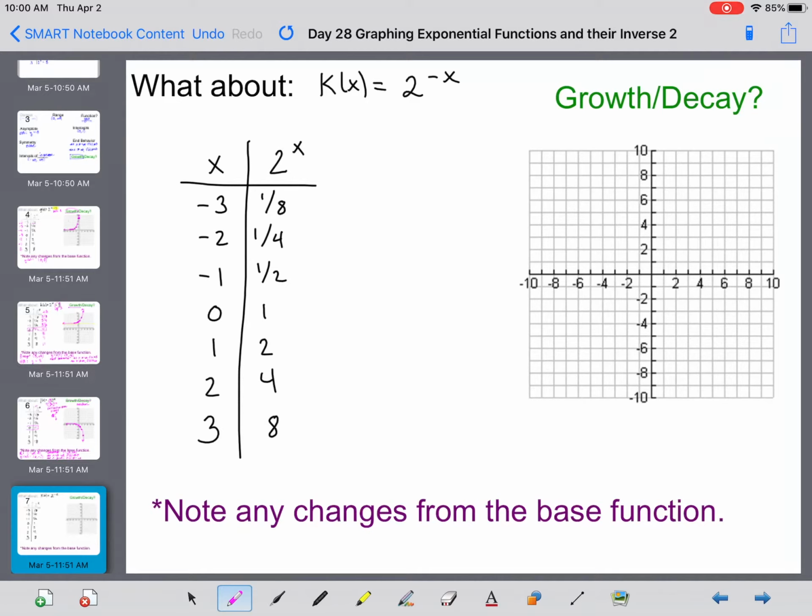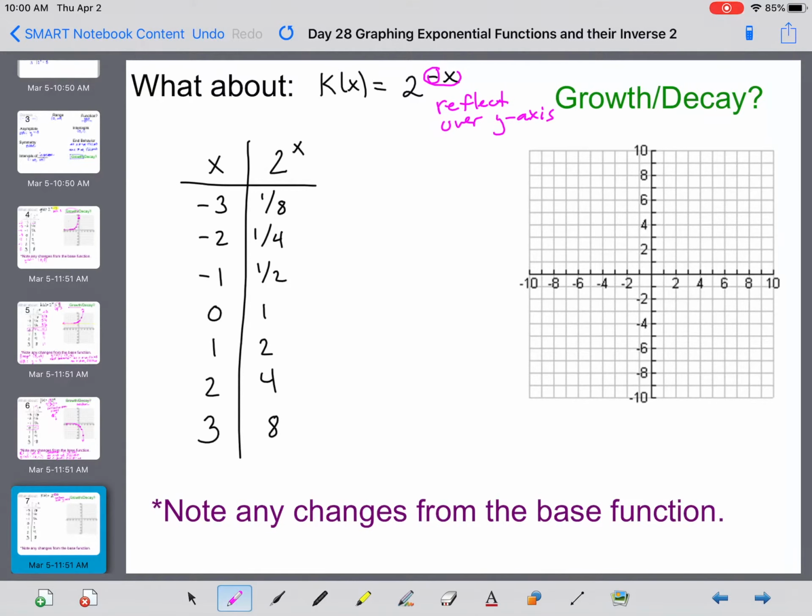Let's take a look at k of x. So k of x is going to be defined as 2 raised to the negative x power. So whenever that negative sign is with the x value right here, that means we are going to have a reflection over the y-axis is what this is going to look like.